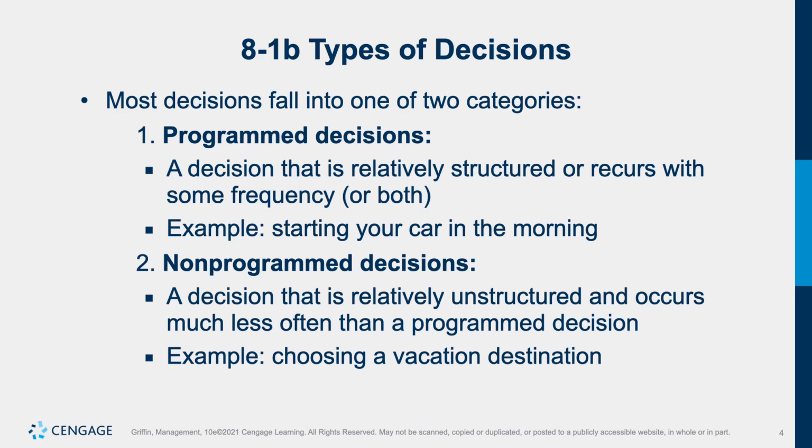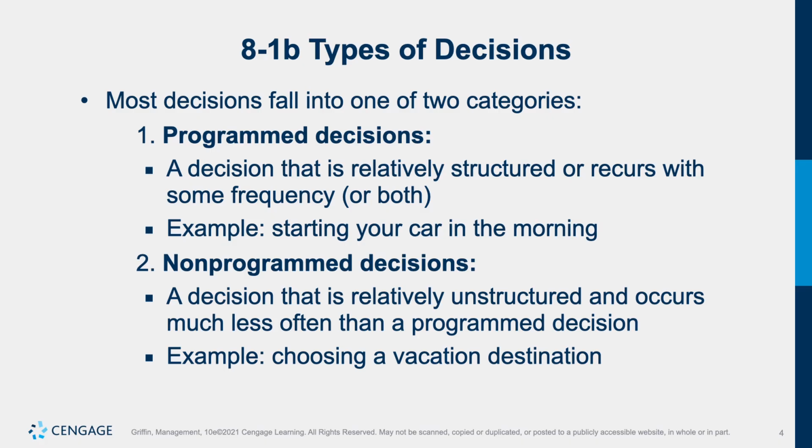Now, looking at the non-programmed decisions, these would be decisions that are unstructured, right, and they occur much less often than the programmed decisions. So with the programmed decision, you find out that the intervals at which they recur are kind of frequent. The intervals are more frequent than for the non-programmed decision.